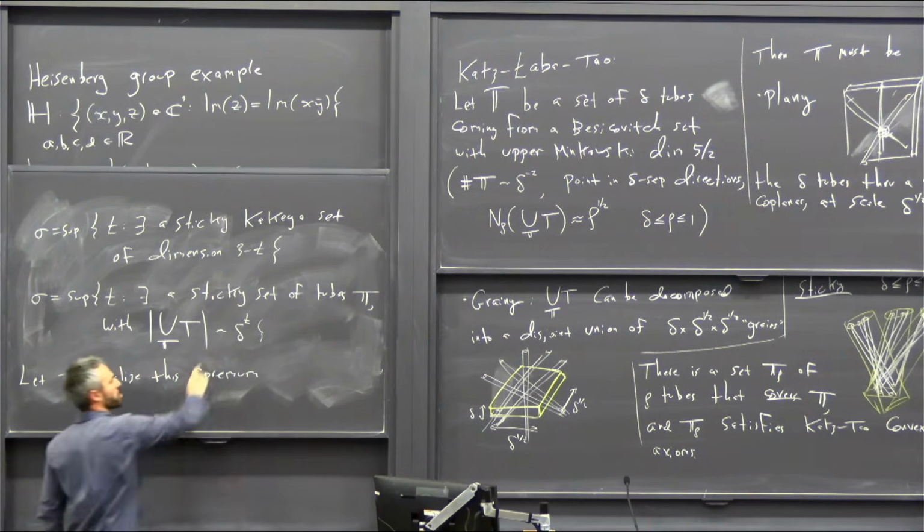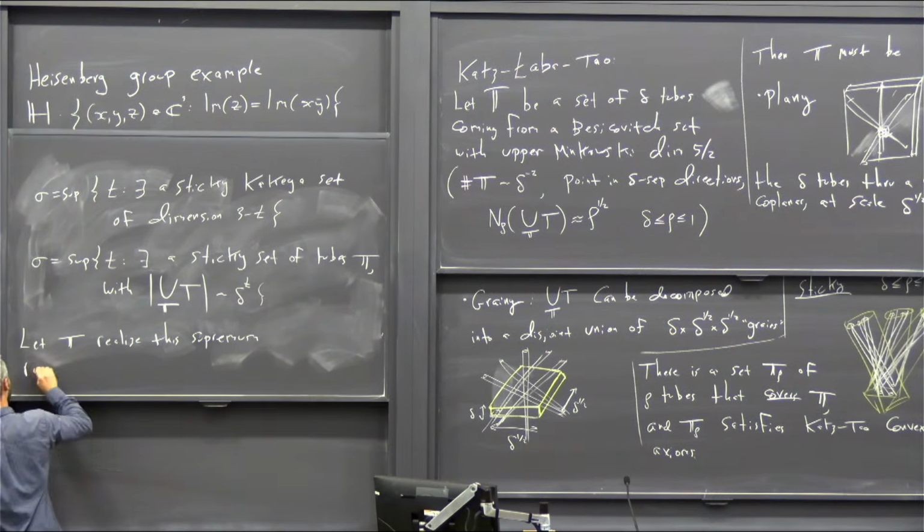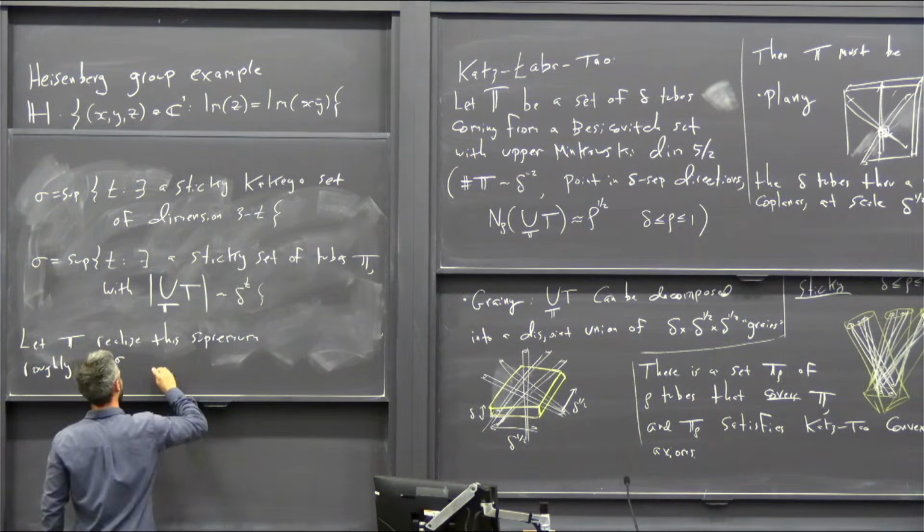And to be clear, I'm also saying the cardinality of the set has to be roughly delta to the minus 2. So what does this mean? It means that the union of these tubes has volume roughly delta to the sigma. And that means that roughly delta to the minus sigma tubes pass through each point of the union.